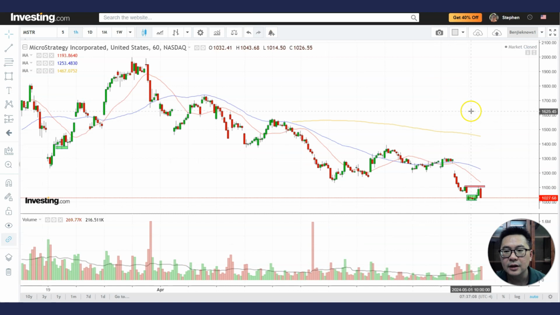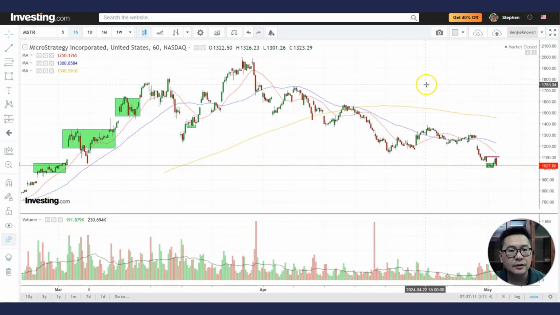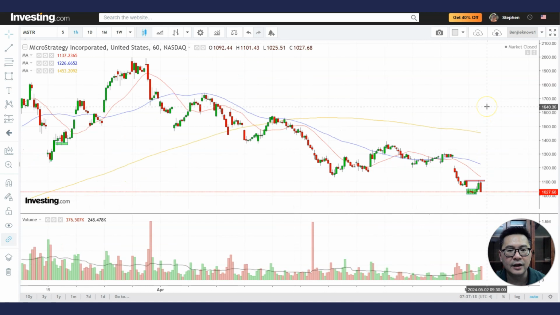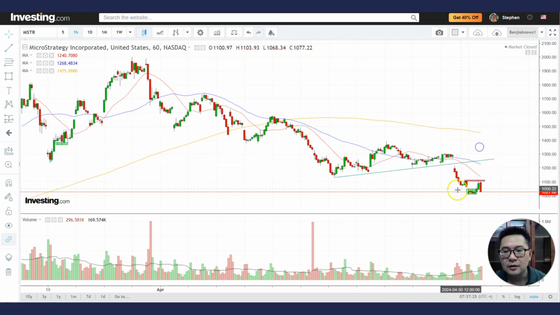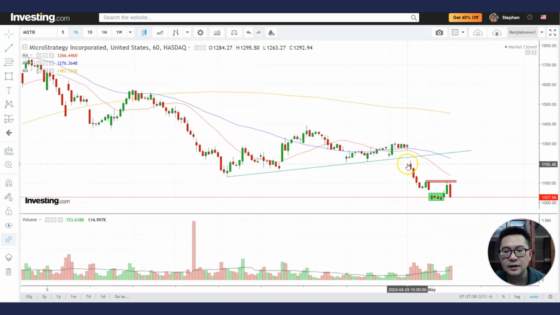Now take a look at the 60-minute chart. You can see that the stock actually is making lower lows and lower highs. This is a sign of a downtrend in the 60-minute chart, and you can see that it has not traded above this uptrend line. Once it broke below this uptrend line, there was a sell-off, and you can see that it is still below the 20 MA, below the 50 MA, and below the declining 200 MA. All three moving averages are declining, and this hints to us of weakness ahead.